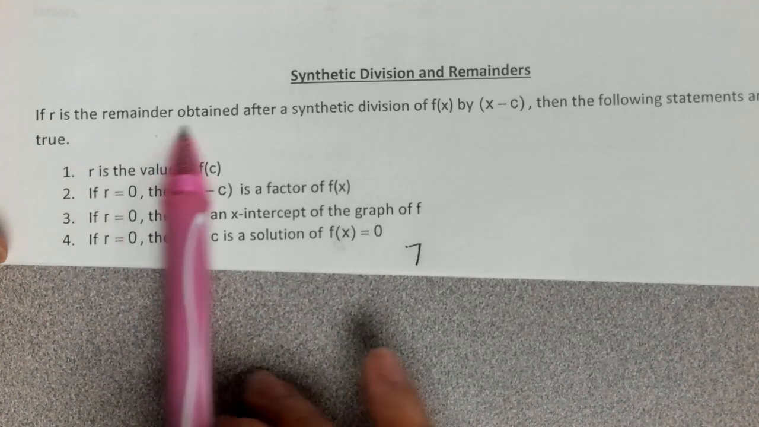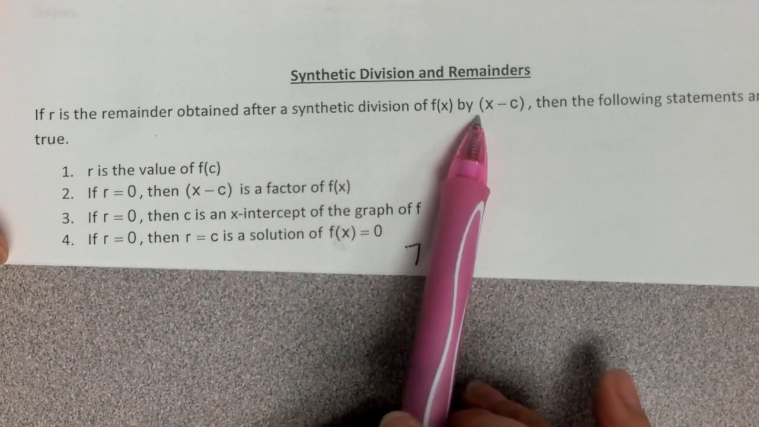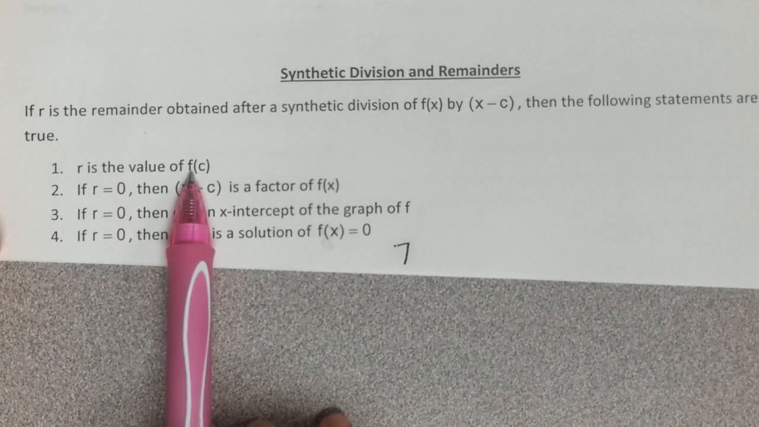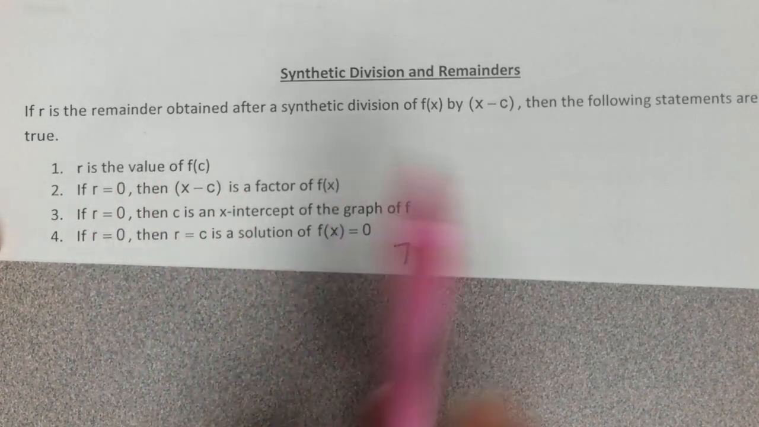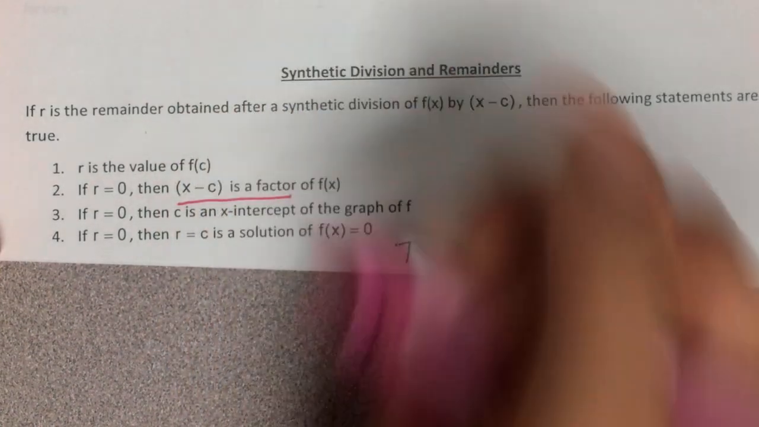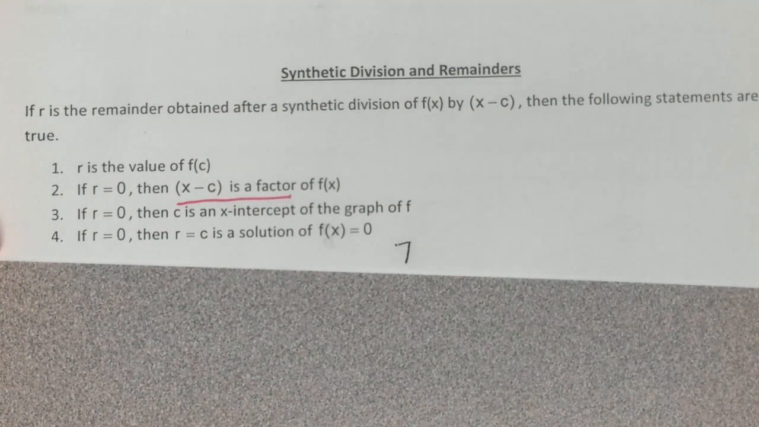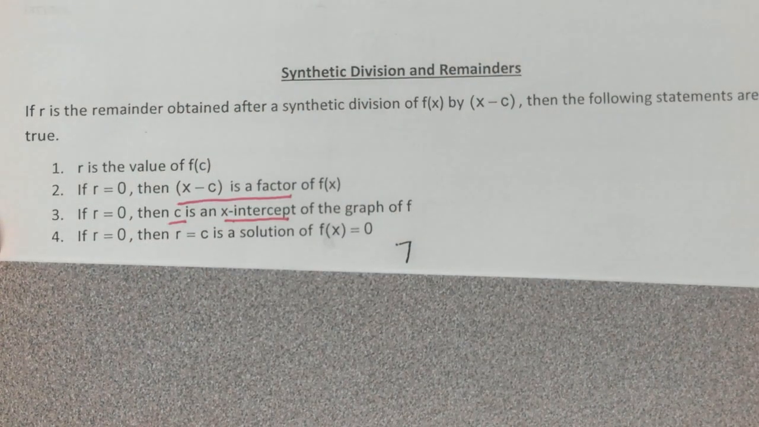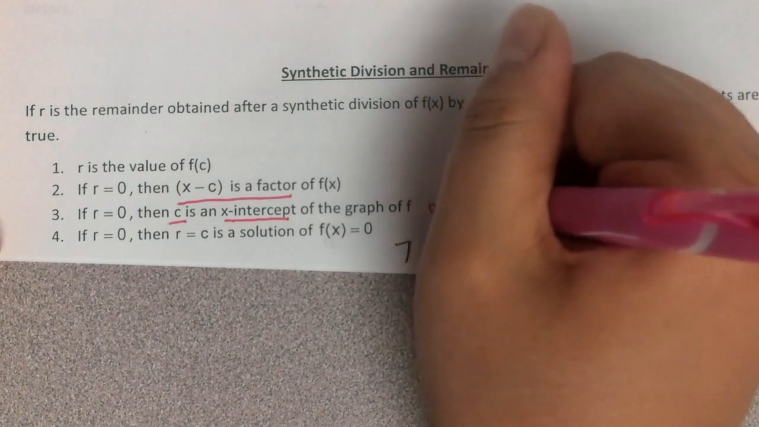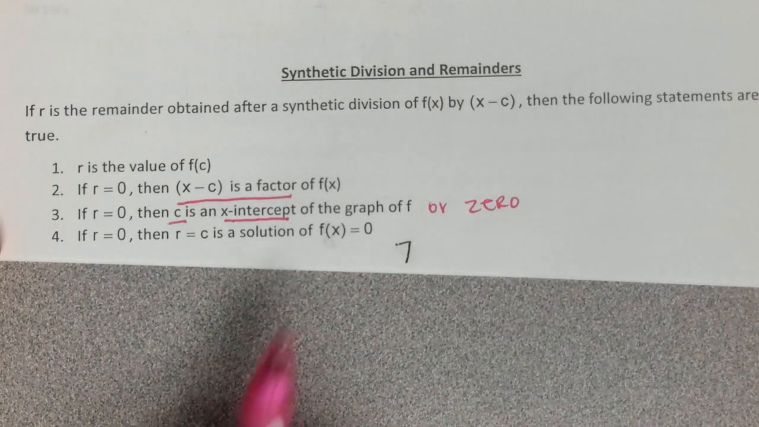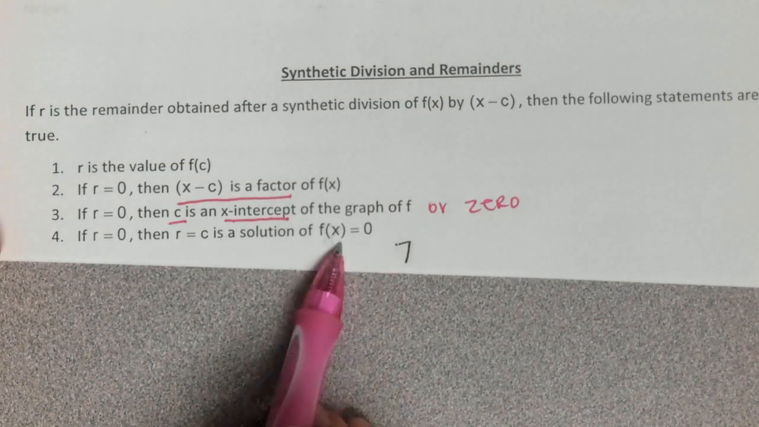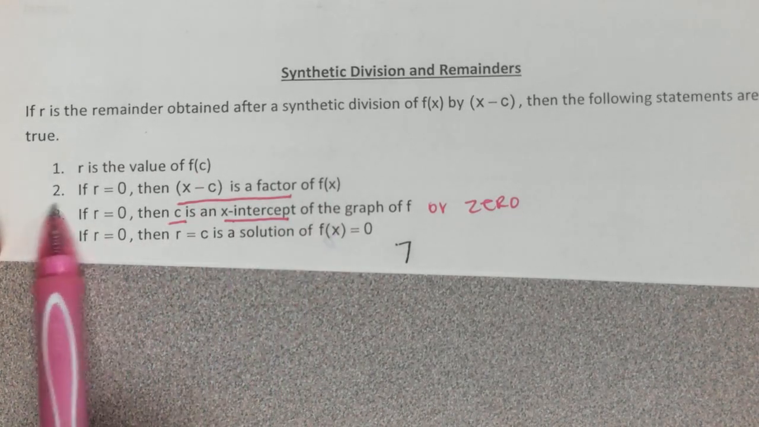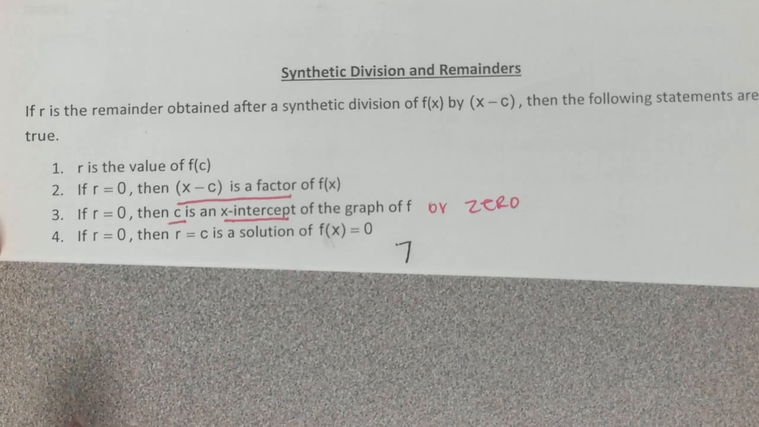If R is a remainder obtained by synthetic division, f of x by x minus c, then the following statements are true. R is the value of f of c, y'all agree? And if R is 0, then x minus c is a factor. If x minus c is a factor, then what do we know about c? It's an x-intercept. What's another word we use for x-intercept? A 0. Or you could also say that c is a solution at f of x equals 0. Any of those, that's all saying the same thing, those last 3 bullets. They're all saying the same thing.